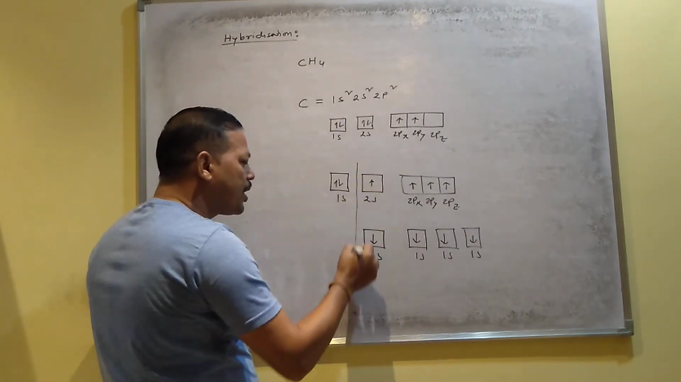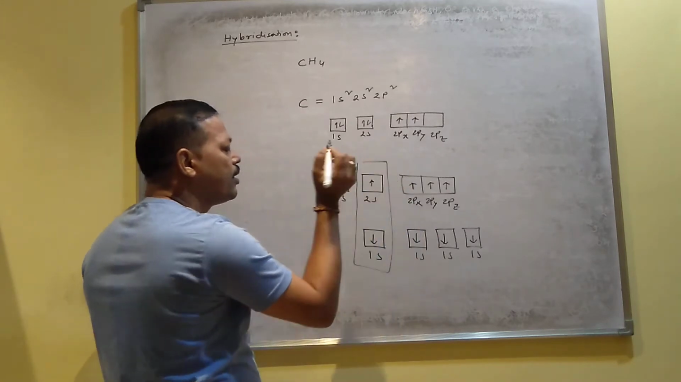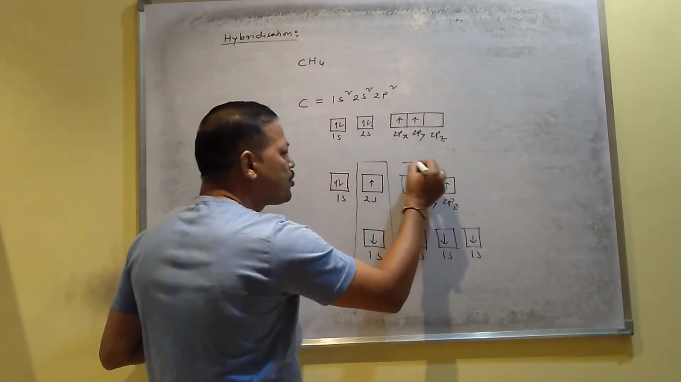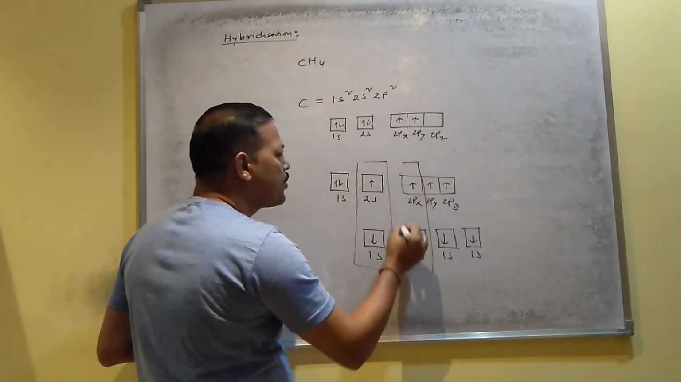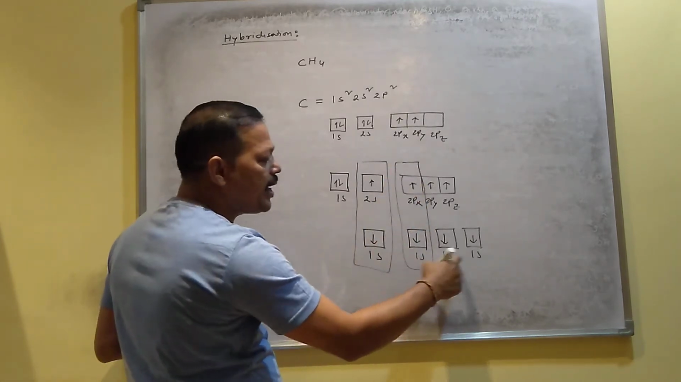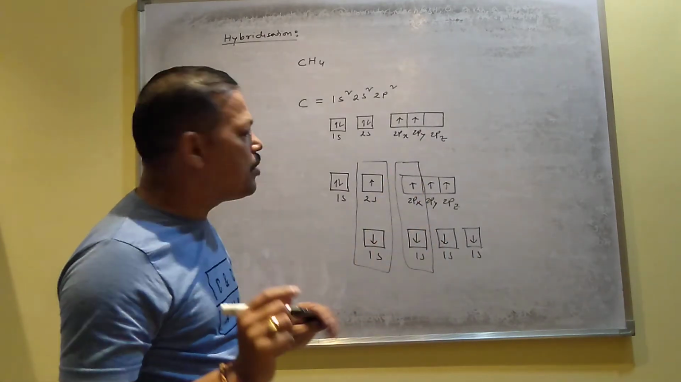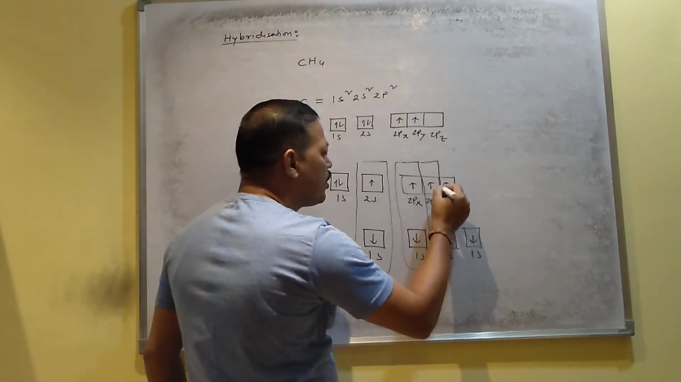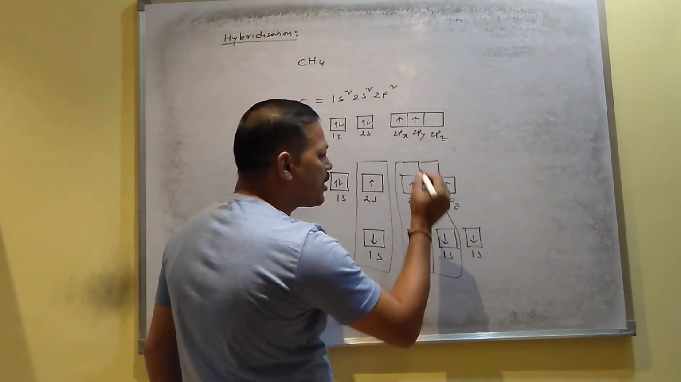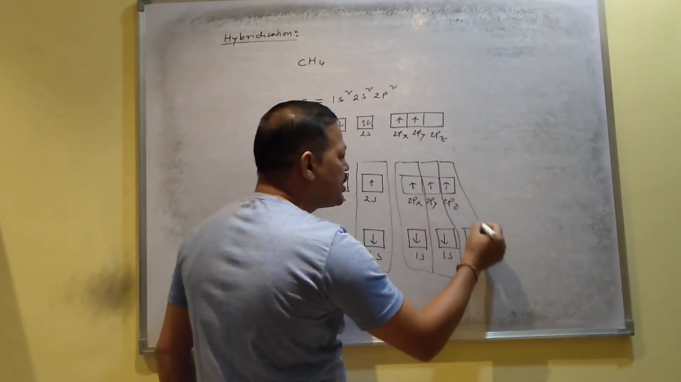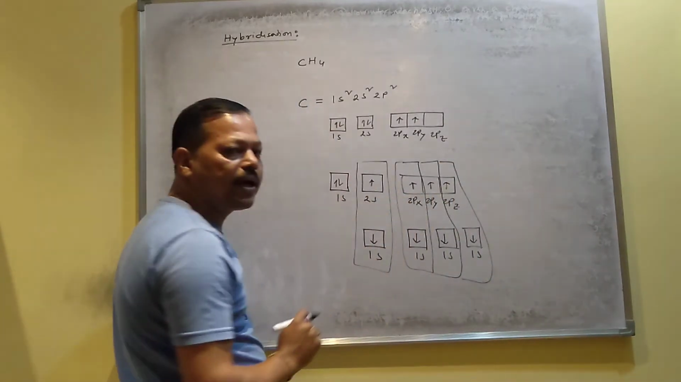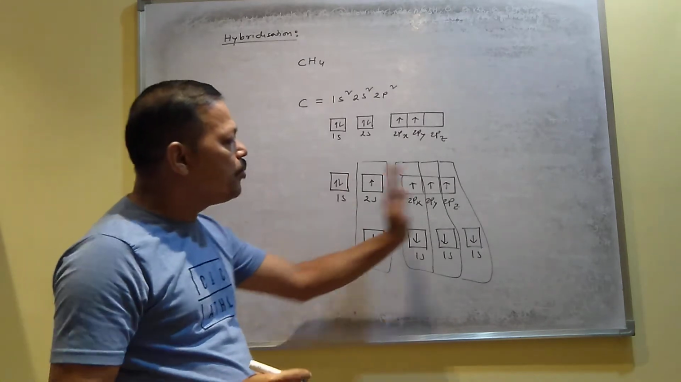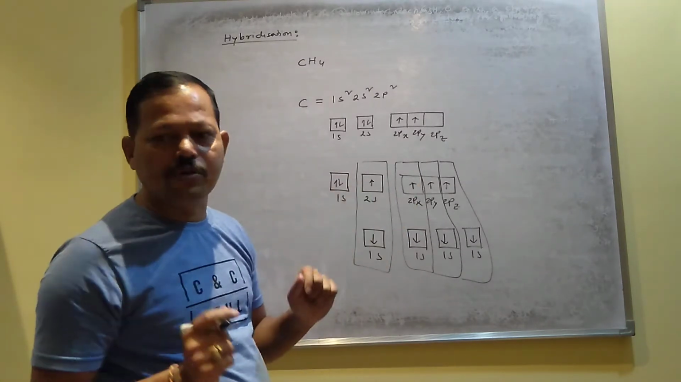This 2s can now overlap with this 1s. It produces one bond. This 2px overlaps with this 1s. It produces another bond. As you know, these are s orbitals. S always produces a sigma bond, so all will be single bonds, I mean sigma bonds. 2py overlaps with this 1s. It produces another sigma bond. And this 2pz overlaps with this 1s. It produces another sigma bond. So how many bonds will you get? You will get 4 bonds.